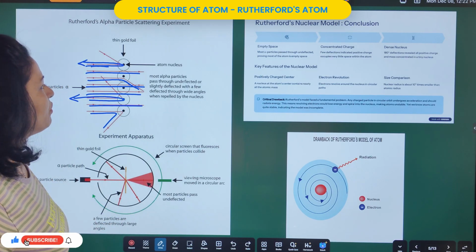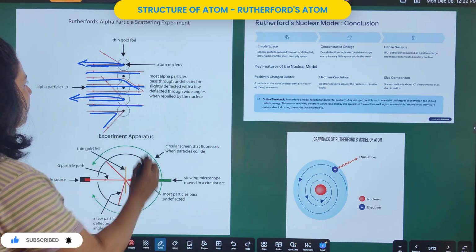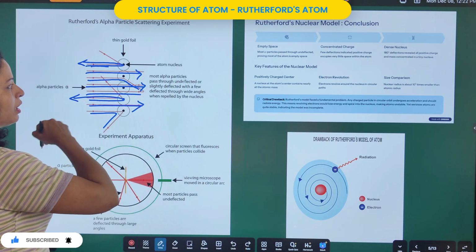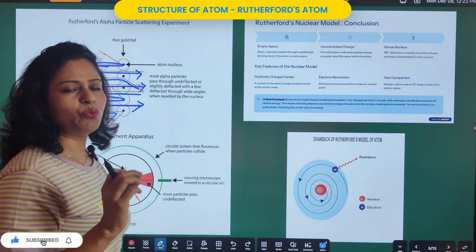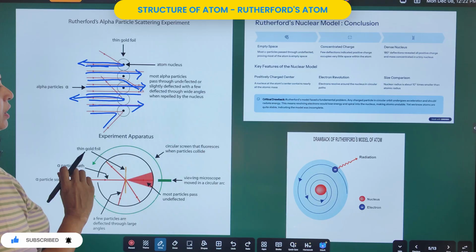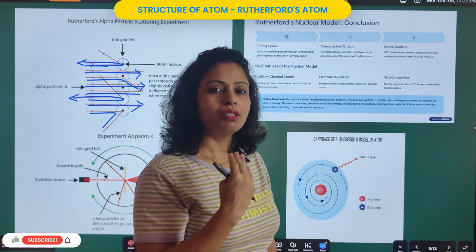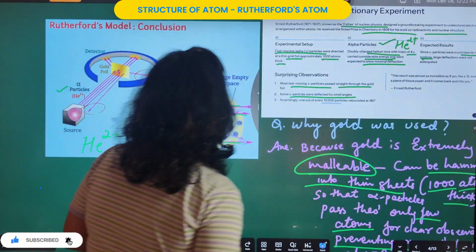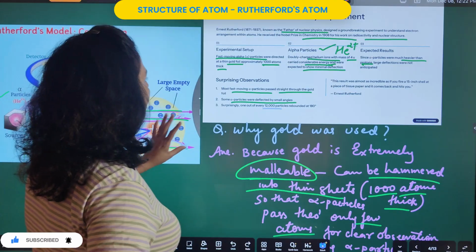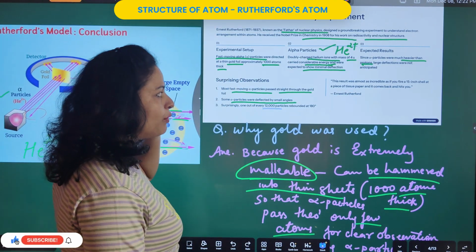So most alpha particles pass through undeflected. That means many went straight, some were slightly deflected, and very few were deflected with a 180-degree deflection, like they went straight back. So that was his observation when he conducted this experiment. These were the 3 observations he found.